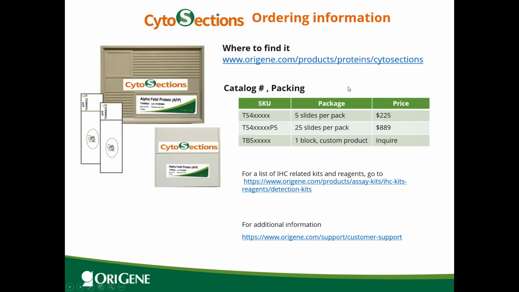Where can you find it? You can find it under proteins, under Cytosections. And the catalog number, the SKU, starts with TS4, and it has other digits. TS4 is also available in packs of 25, so it's called P5. And you can also get the whole block of the cytosections. But this is a custom product. It is not available on our website at this point, but you can inquire.